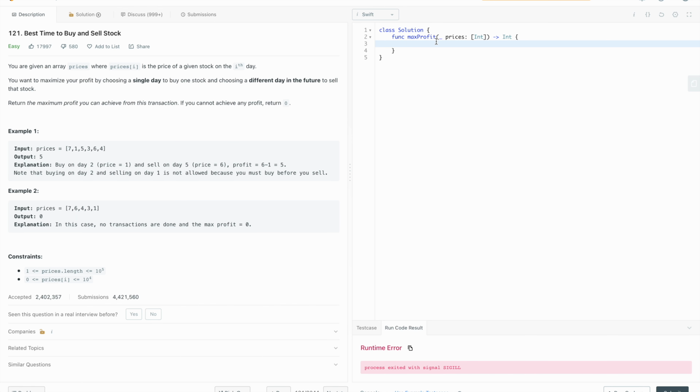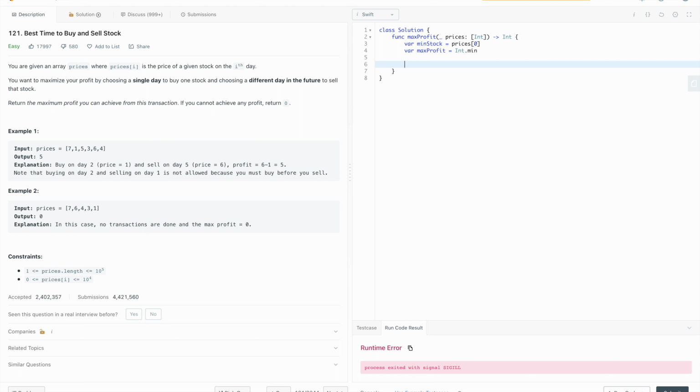Coding solution. We needed two values, min stock and max profit. Now we can declare min stock as the minimum value in the prices, but we're starting from the first element, so we can initialize min stock as prices of 0. And the max profit we can have is negative infinity. There's a couple of ways to do this, but since we're dealing with integers, I like to use Int.min. This would give us the lowest possible value an integer could have.